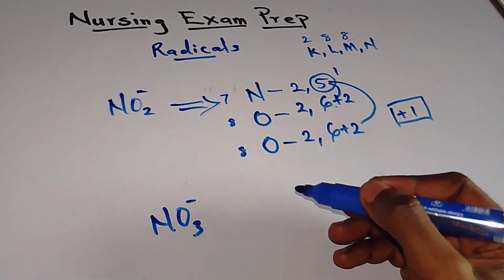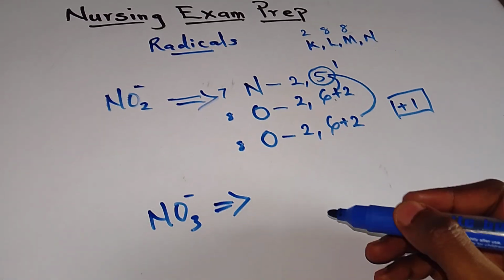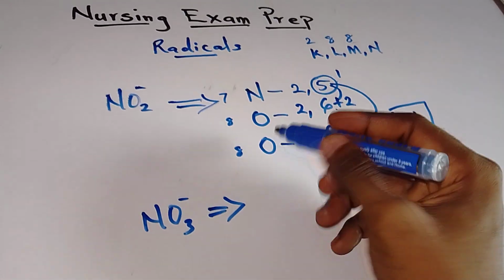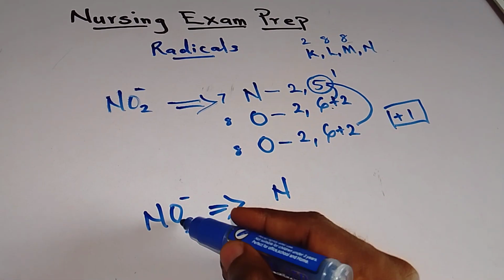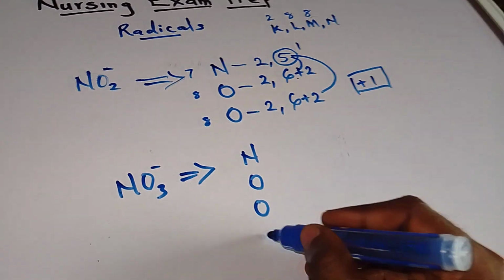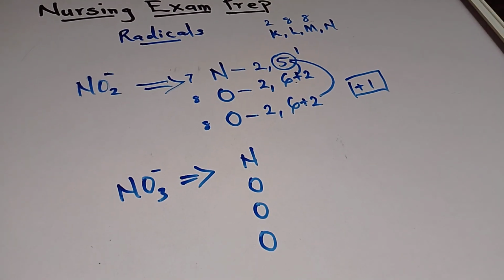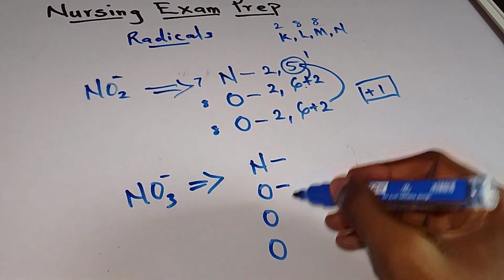This is the radical. Now we want to find the valency of this radical. By following this method, you have your nitrogen. Now here we have how many oxygen? We have 3 oxygens there. So you display your oxygen there. Now you go by configuration.